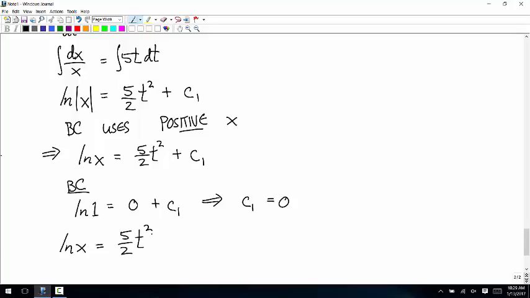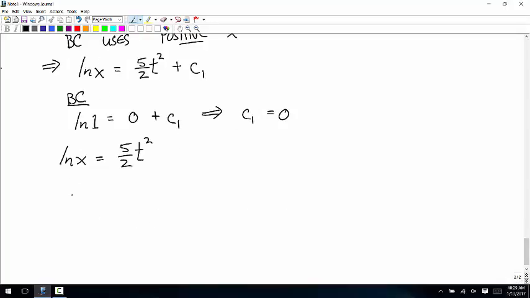You can do this before you use the boundary condition or after. Before the boundary condition, I could have expressed x as a function of time and then used the boundary condition, but I just embedded it in that form. So now I'm going to raise e to each side. e to the natural log of x is equal to e to the power of 5/2 t squared. And that says that x as a function of time is equal to e to the 5/2 t squared.